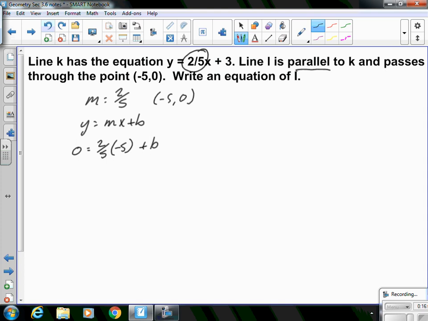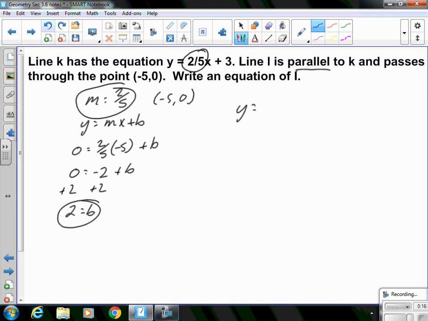So 0 is going to equal 2/5 times -5, which is -2, plus b. Add the 2 to both sides, and our b value, or our y-intercept, is 2. So take the y-intercept and the slope and make the equation y equals m, which is 2/5, times x plus b, which is 2.